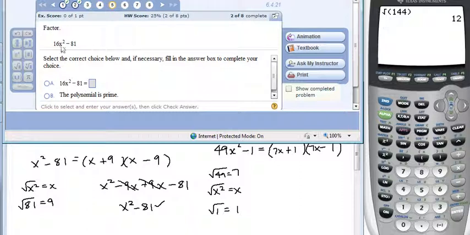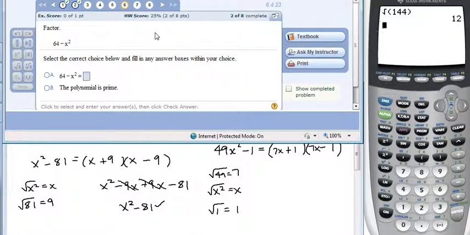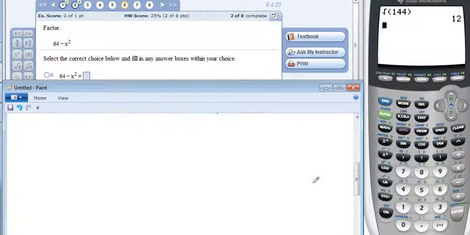Same thing here. We've got 16, x squared, 81, all perfect. Subtraction between them. Now don't turn this one around. I see this a lot. Is this perfect? Yes. Is this perfect? Yes. Is there subtraction between them? Yes.